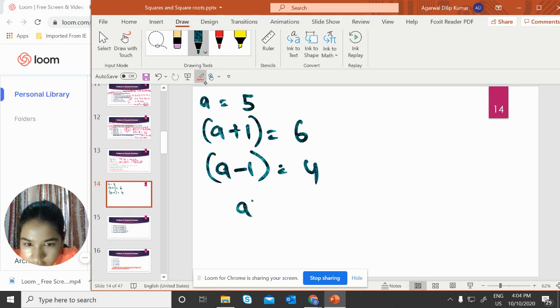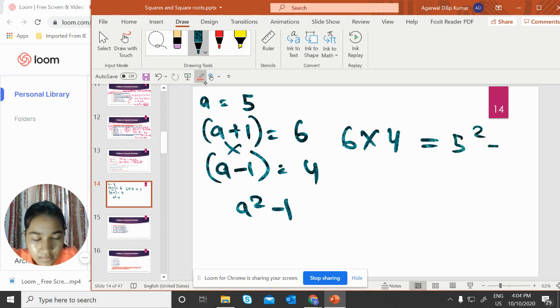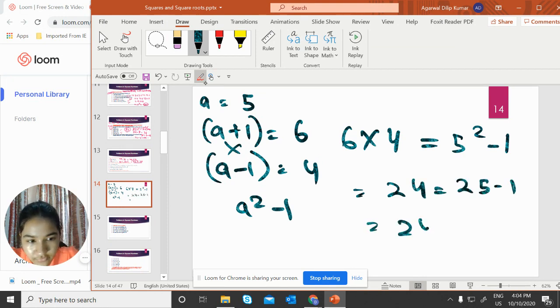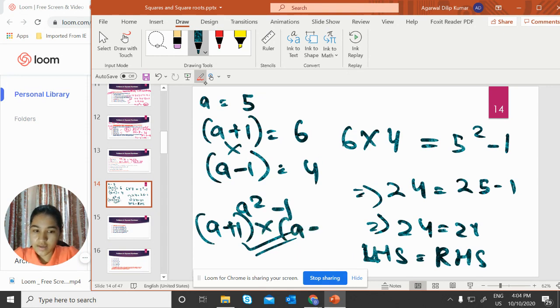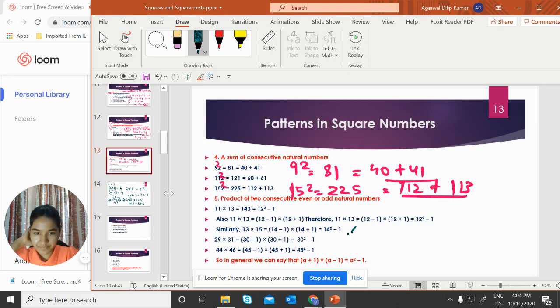That is equal to a square minus 1. That means 6, a plus 1, into a minus 1, so 6 into 4 equals a square, 5 square minus 1. 24 is equal to 25 minus 1, which is 24. So 24 is equal to 24. LHS equals RHS, right? So it is true that a plus 1 into a minus 1 is equal to a square minus 1. This is the formula.